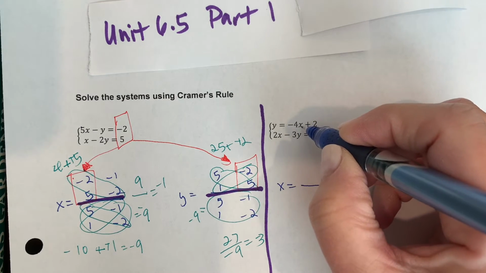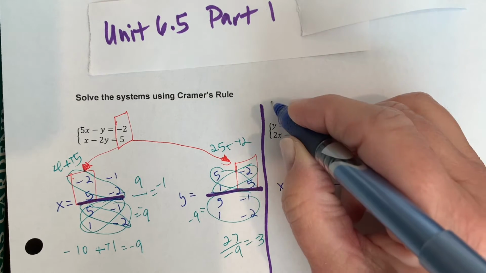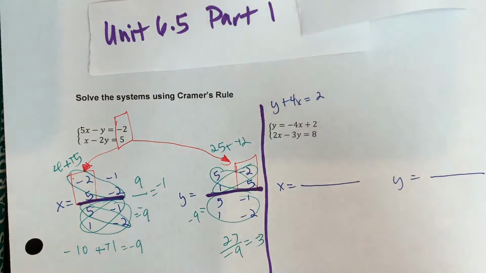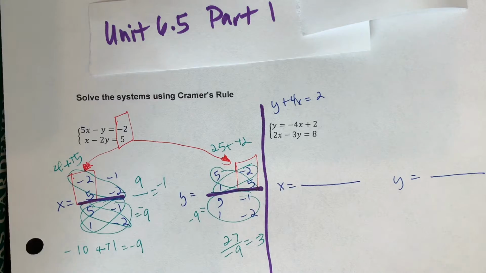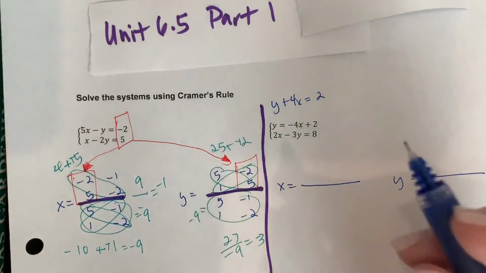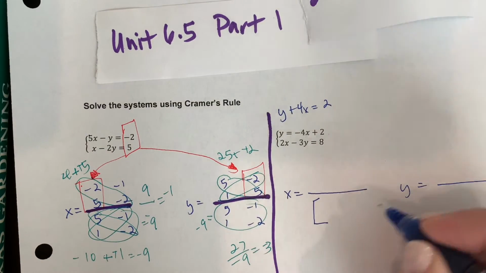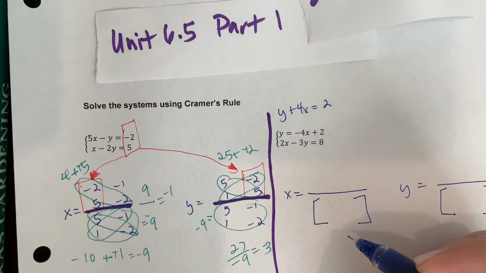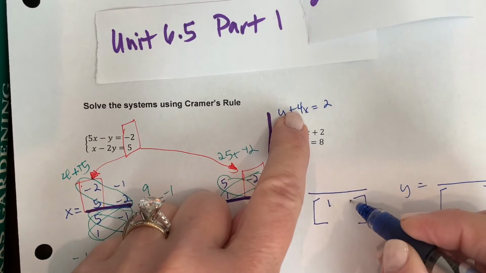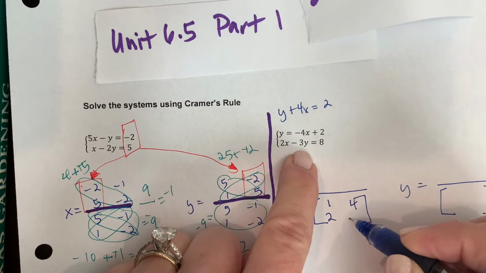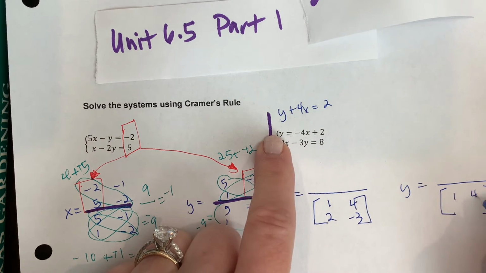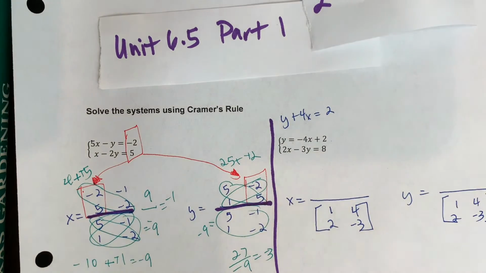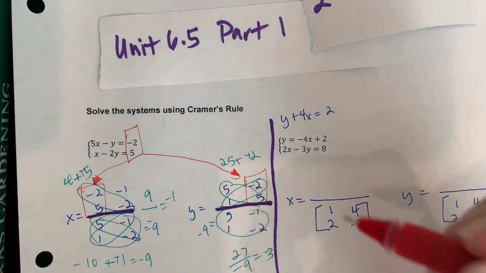So I'm going to have to move that -4x over. So that actually is y plus 4x equals 2. That was very unkind of them. Okay, so that means my bottom matrix is actually 1, 4, 2, -3. 1, 4, 2, -3.